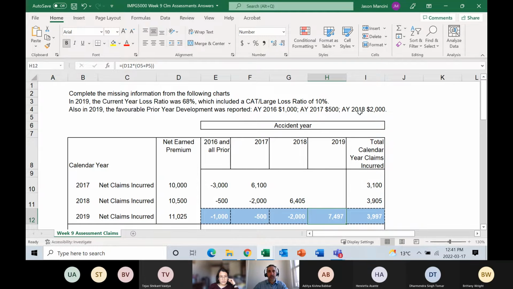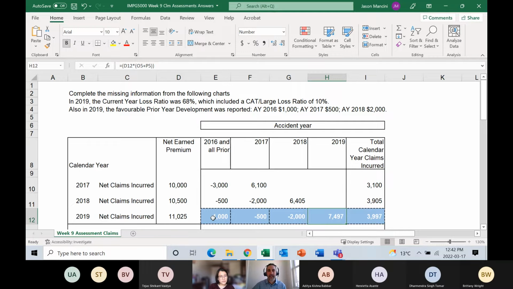Sometimes companies might report on their total prior year development over all prior years, but let's start this question by looking at it year by year. So it's telling us in this calendar year 2019, we found out that we have favorable development for claims for accident year AY 16 of 1,000. So it's favorable, which means we have less claims, so we have a negative 1,000. And we'll drop 500 for 17 and drop 2,000 for 2018. All negatives, because the question's telling us they're all favorable prior year development.